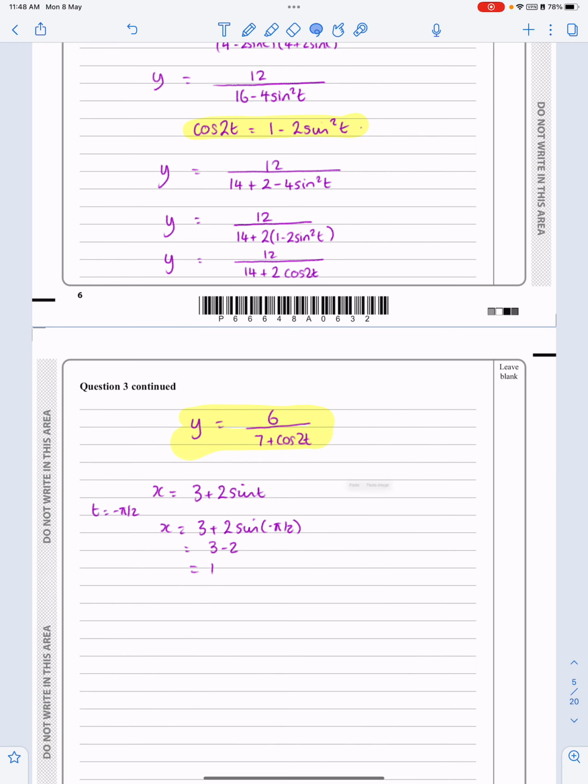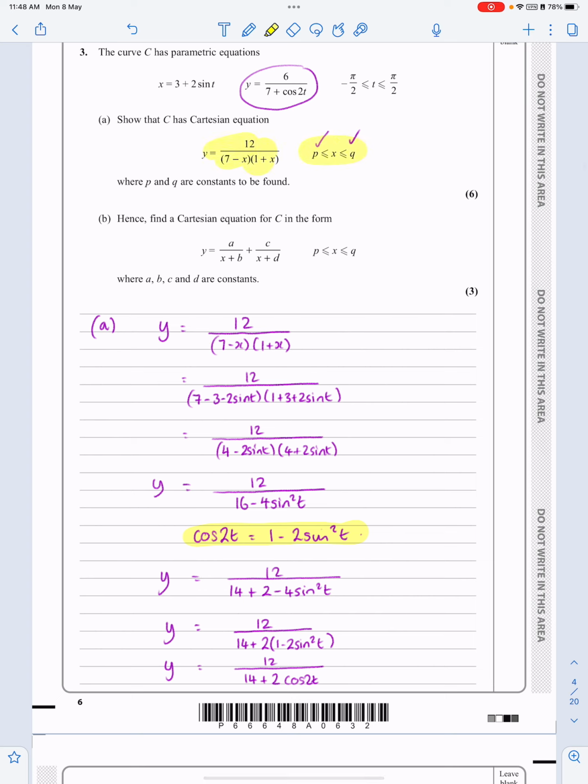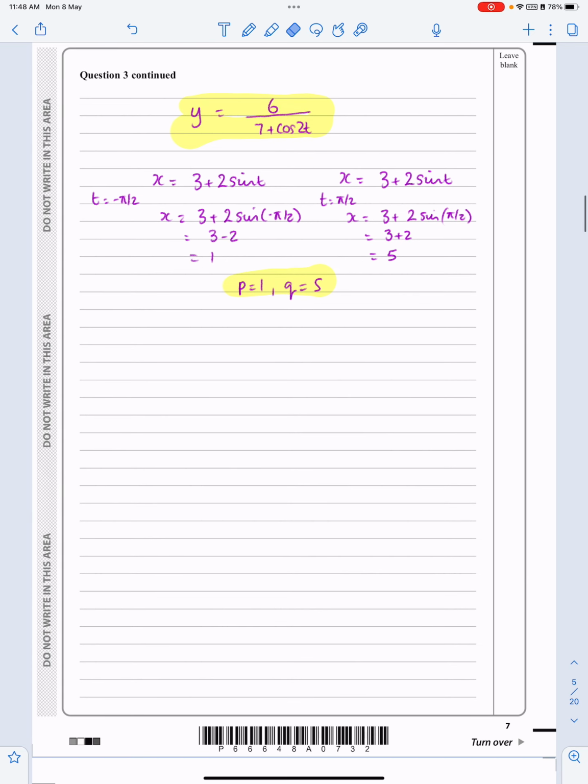Just going to copy that over again here and say the other possibility was to have t being pi over 2. So there we'd get x equals 3 plus 2 sine pi over 2, 90 degrees obviously. That works out to be 3 plus 2 this time. So that works out to be equal to 5. So, getting it the right way around, P is equal to 1 and Q is equal to 5. So that's A completely finished. Okay, so we've proved that part and we've also done the limits there. Okay, on to part B.